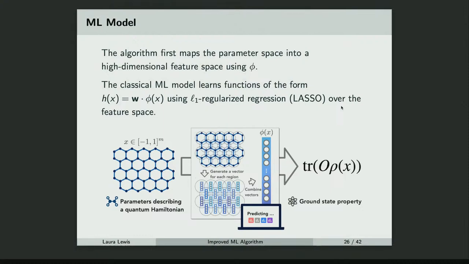So again, overall, the idea of the learning algorithm is, we're given these parameters x, and then we make our feature vector, we run Lasso, and then we can predict ground state properties.